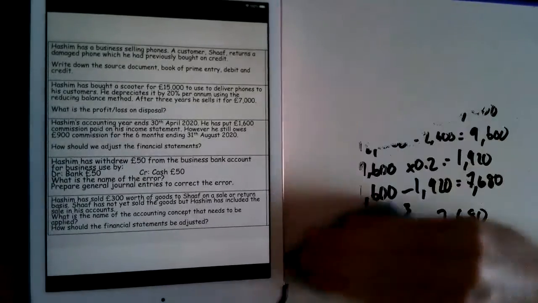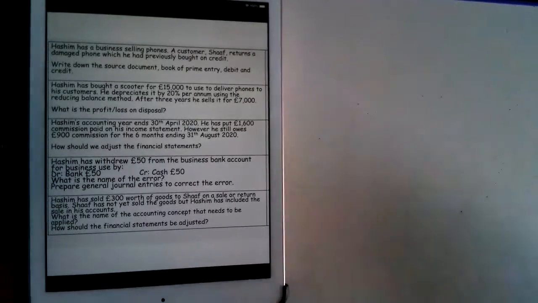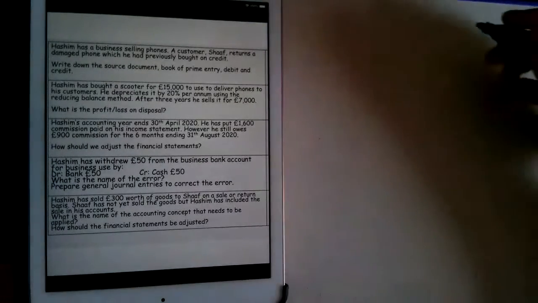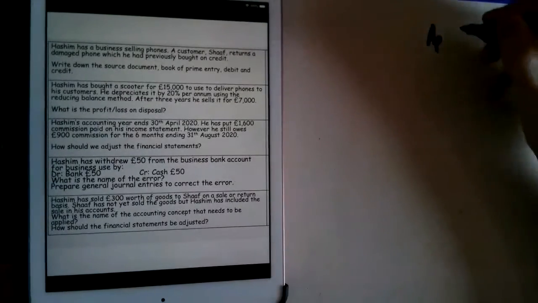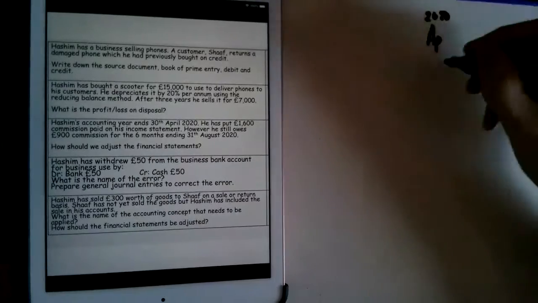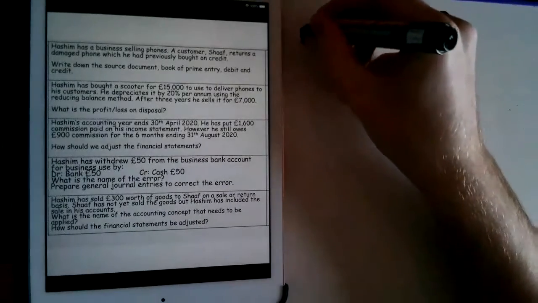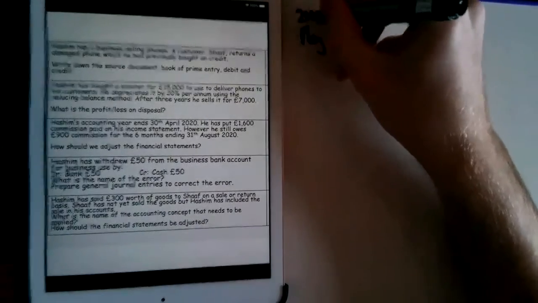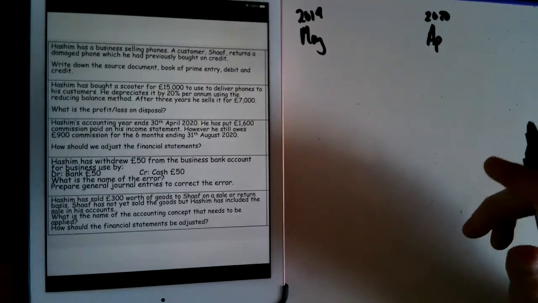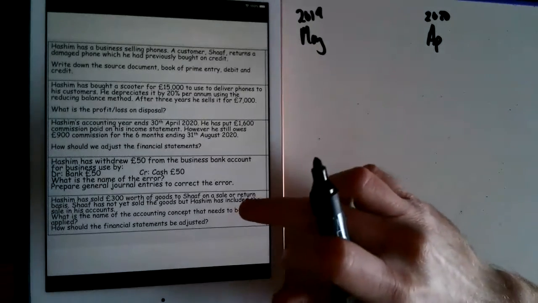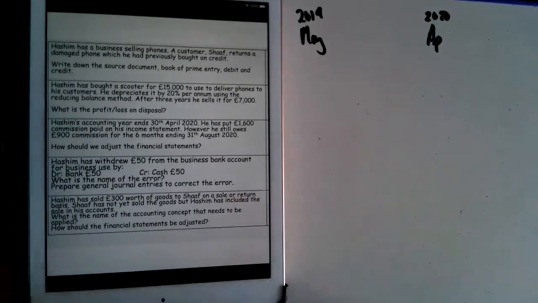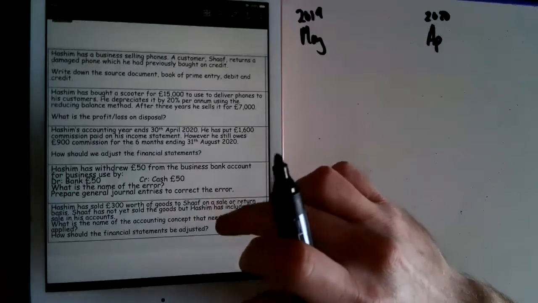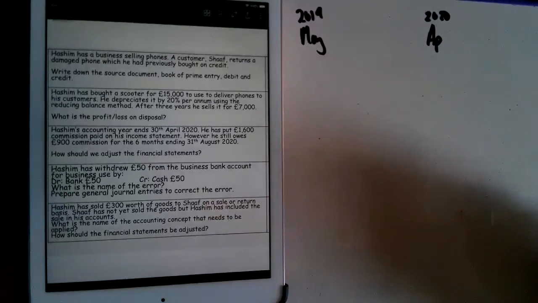Okay, third one. Hashim's accounting year ends 30th of April. So that's April 2020. So that means it starts in May 2019. He has put 1,600 commission paid on his income statement. So since it's paid, that means it's an expense.